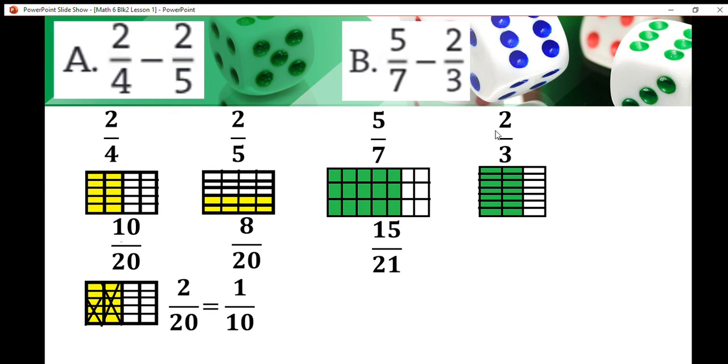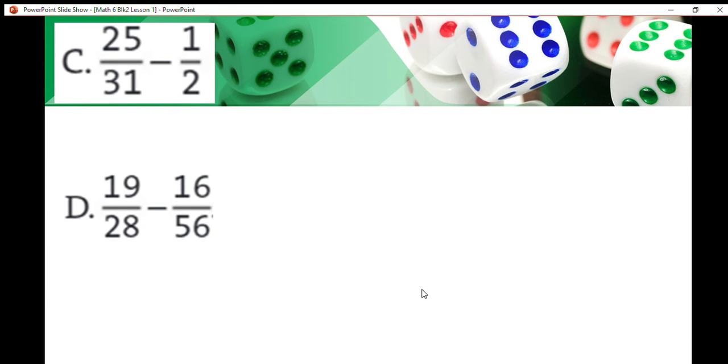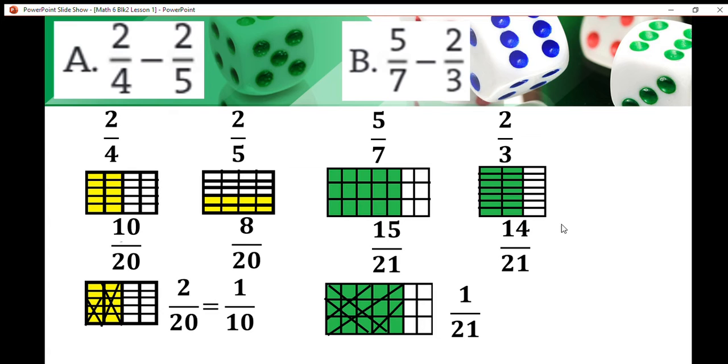And the other one, if we count the shaded part green, we'll have 14 over the total rectangular strip, which is also 21. So the new fractions are 15 over 21 and 14 over 21. So we will now subtract. 15 minus 14 is 1, and copy your denominator. We have 1 over 21. So this is our simplified answer in letter B.